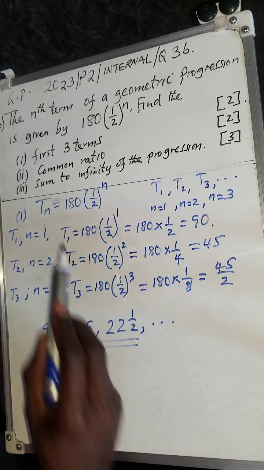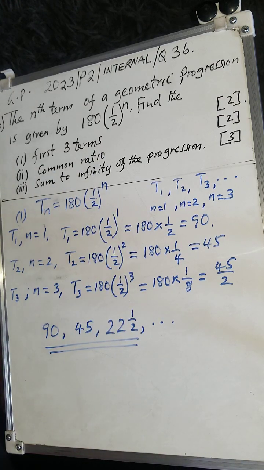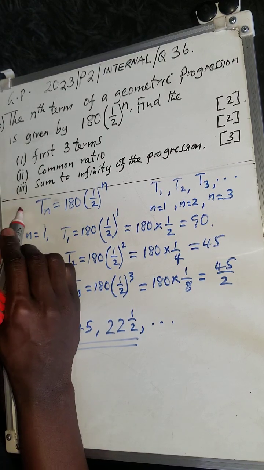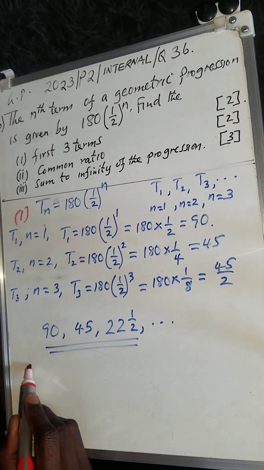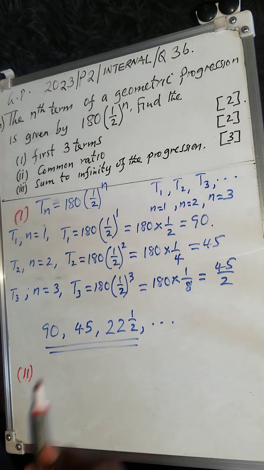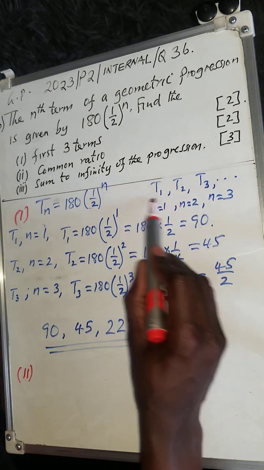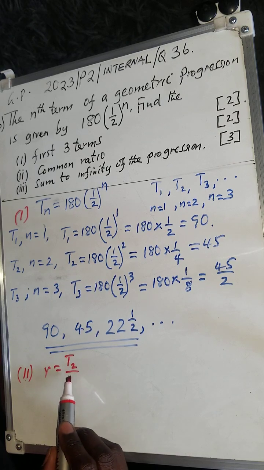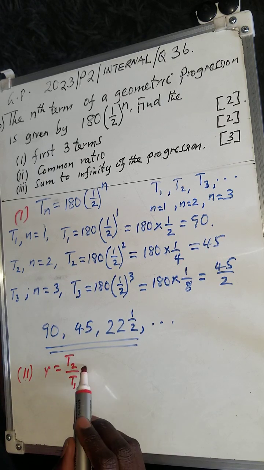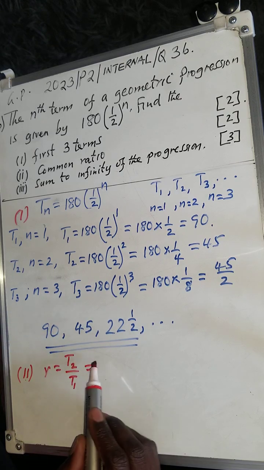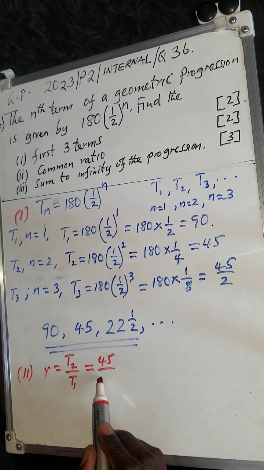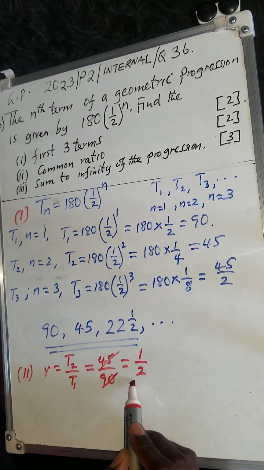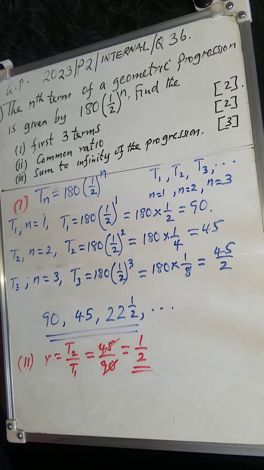All right. Then the second part says that we find the common ratio. So how do I get the common ratio? Remember this is a geometric progression. If you have terms like that, for the common ratio, you divide T2 by the preceding term T1. So in this case, I can take my 45 divided by my T1, which is 90. 45 goes into 45 once, and into 90 twice. So my common ratio is simply 1 over 2.